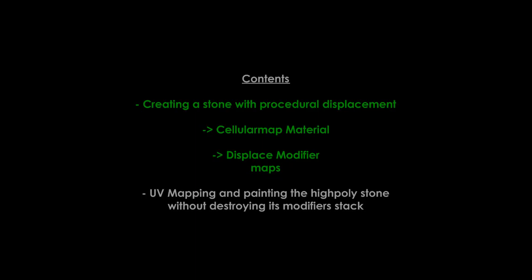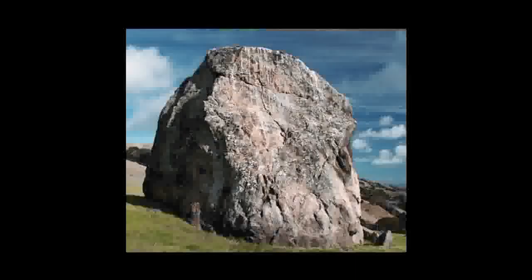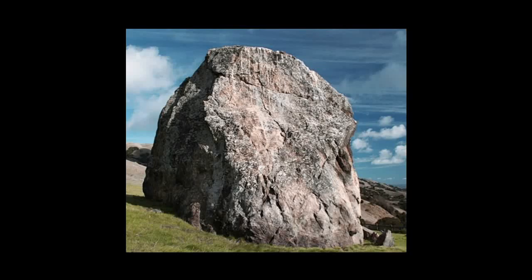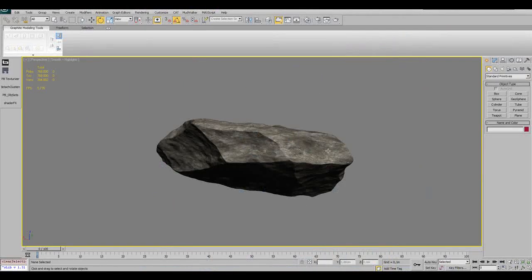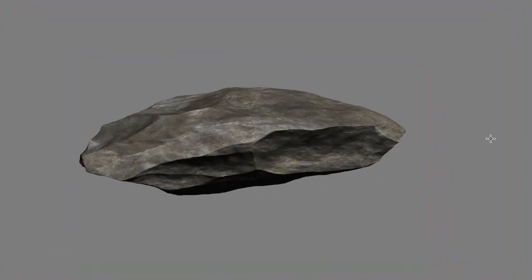Hello to this video about creating a stone in 3ds Max with procedural maps. My name is Henrichs. You will now learn how to use the displace modifier in 3ds Max with a procedural cellular map in order to make a box look like a stone. The stone itself will be some kind of granite or sandstone, which are also used for reference in my previous Mudbox tutorials. The final product using this technique should then look like this.